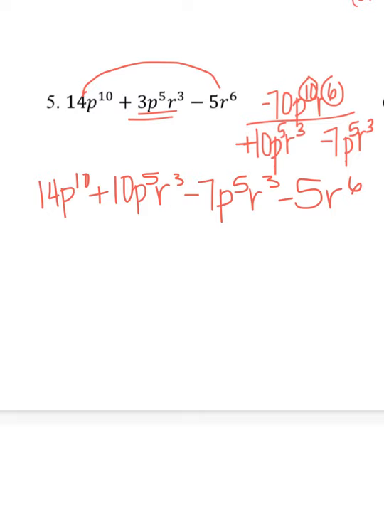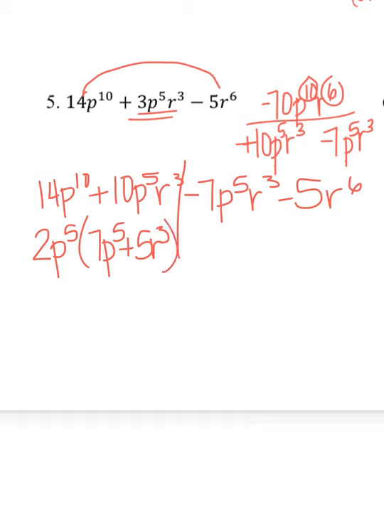And again, this sets you up to do factor by grouping. It doesn't matter if you write negative 7p to the 5th r to the 3rd first before the 10. You're going to end up with the correct answer as long as you're taking the GCFs out correctly. So 14 and 10 both have a 2 in common. P to the 10th and p to the 5th r to the 3rd have a p to the 5th in common. When you divide, you get 7p to the 5th plus 5r to the 3rd.